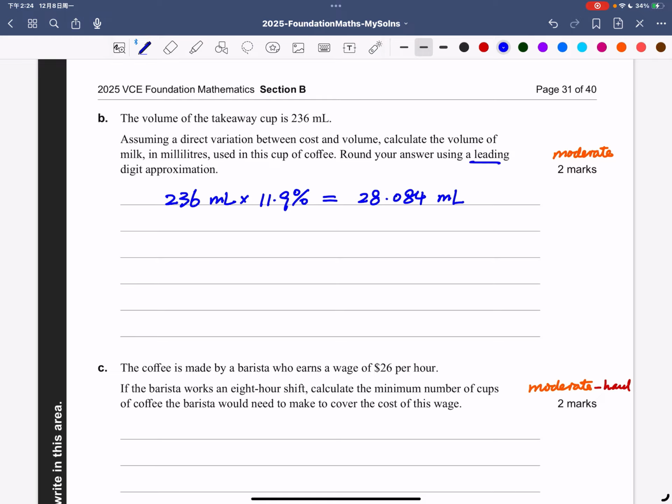And leading digit approximation. Leading digit is this 2 here. Do I round it down to 20 or round it to, let's say, 30? Think about this. This is 20. This is 25. This is 30. Draw a number line and locate the rough position of 28. 28 is, let's say, over there. So is this point closer to 30 or closer to 20? It's closer to 30. Therefore, we round it to 30 mils. Okay? So that's how I interpret the leading digit approximation. You can use a number line like what you did in year 7.